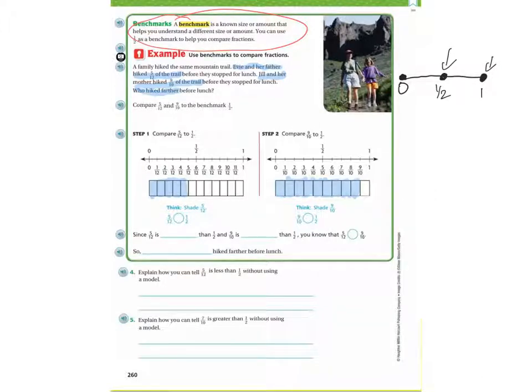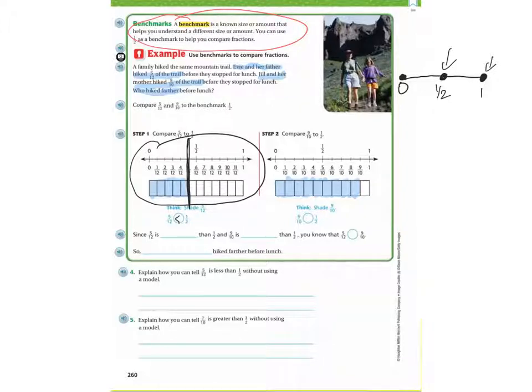amounts and go, oh yeah, well 5/12, if I'm comparing these two, is 5/12 greater than or less than 1/2? And I'm going to draw my little line here. There's 5/12. That's where I stopped shading. So is that less than 1/2 or more than 1/2? Right, it's less than 1/2. 5/12 is less than 1/2.